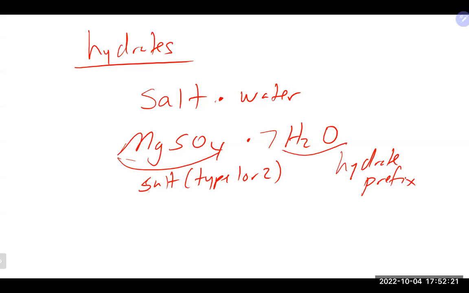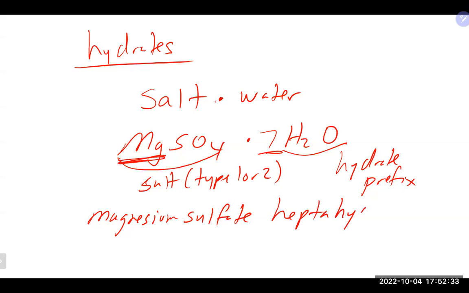So once again, this would be type 1 metal. So that would be magnesium sulfate, 7 is hepta, and then hydrate for the water here. So kind of a combination of a couple of those things, a combination of prefix and a combination of type 1 and type 2 together. If we had copper, Roman numeral 2 nitrate trihydrate.